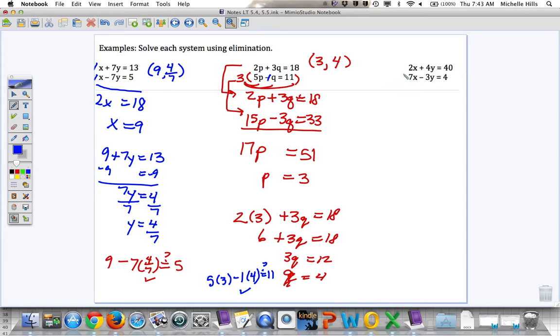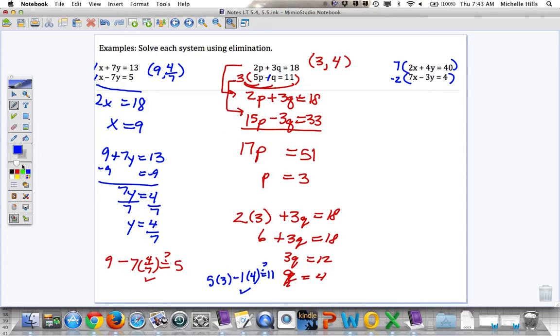I have two choices. Well, I have more than two choices, but two fairly obvious choices. I could say 2 and 7 both go into 14. So if I multiply the first equation by 7, I'd get a positive 14x. To make the second equation negative 14x, I'd have to multiply by a negative 2.